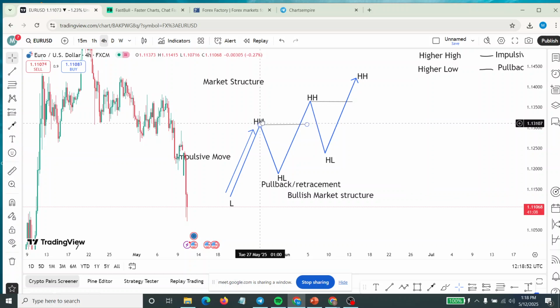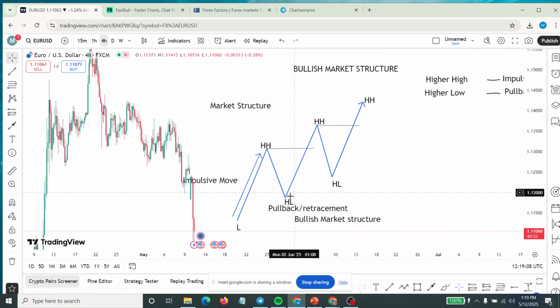So with this higher high, we expect the market to come down, because anything that goes up will come down. The market coming down is the retracement, a pullback, which gives us this higher low. So after the formation of this higher low, for us to see another higher high, we need to break.